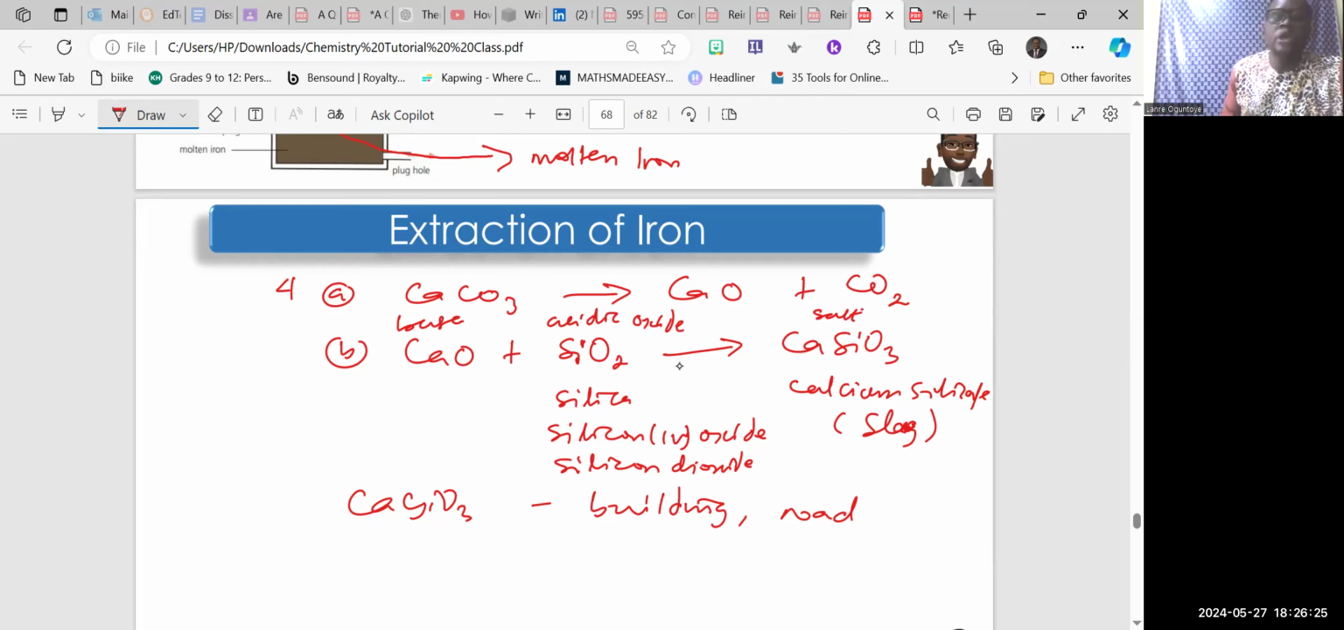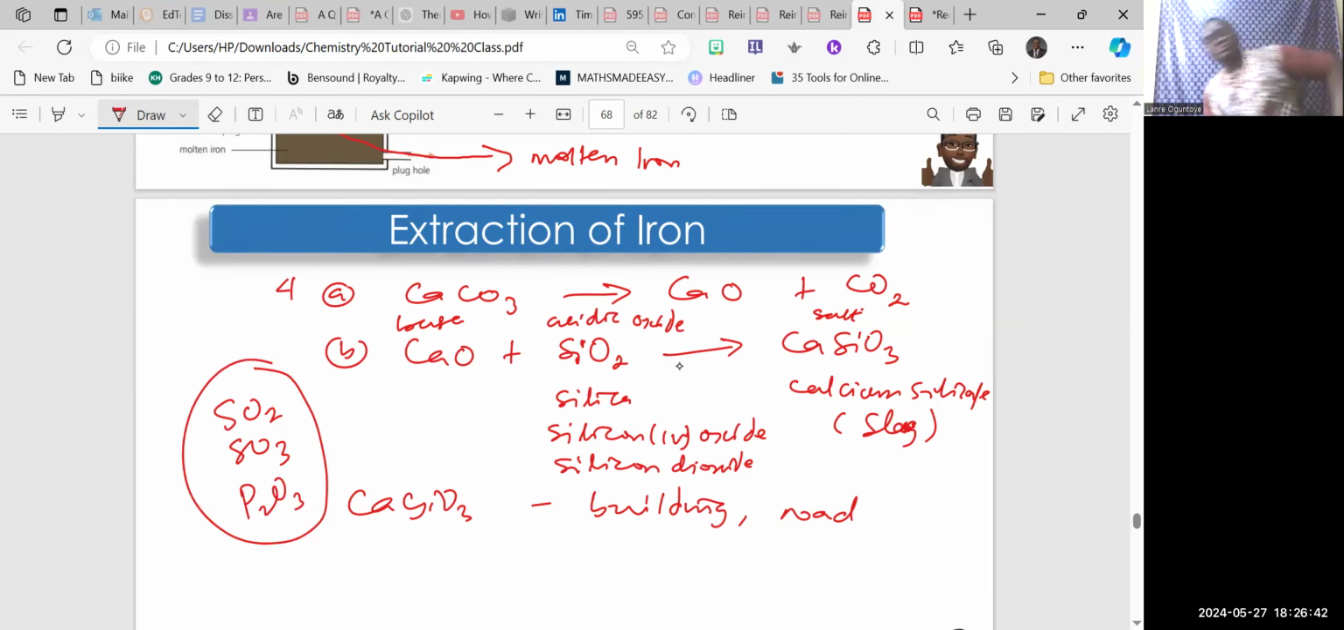Do you understand? So it removes silica impurity, and not only silica impurity, every other acidic impurity. It could be sulfur dioxide, sulfur trioxide, phosphorus oxide, all the acidic impurities. Calcium oxide can remove them. We use silicon dioxide as an example because it's largely present there, because silicon dioxide is sand. Because they mine it from the ground, you expect that to be present there.